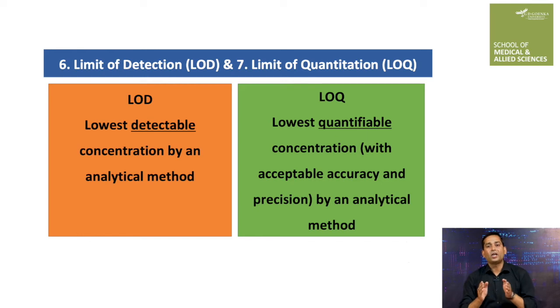LOD of an analytical method is the lowest detectable concentration by an analytical method, while LOQ is the lowest quantifiable concentration with acceptable accuracy and precision by an analytical method. Here, quantifiable concentration means the concentration of analyte or API can be determined with acceptable accuracy and precision, while LOD is limited to the minimum concentration of analyte or API which can be detected.